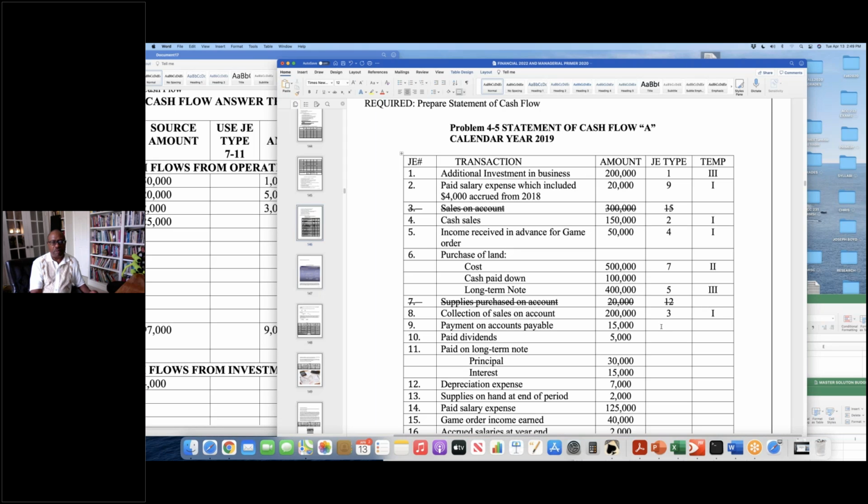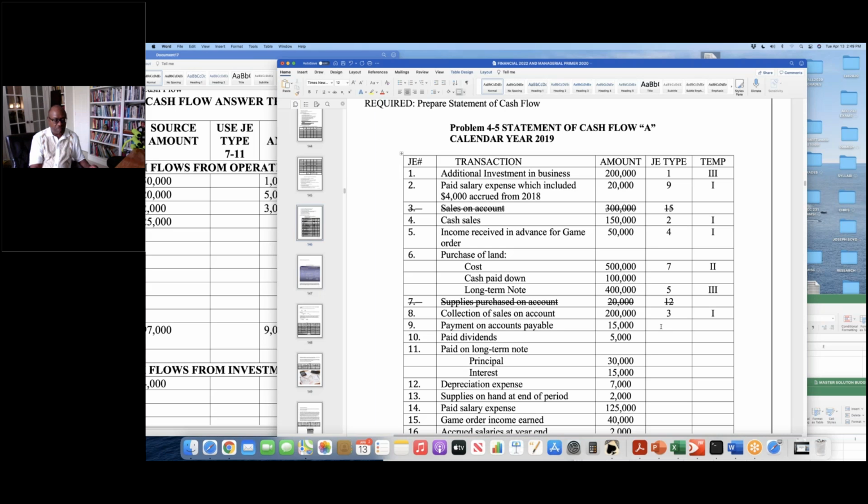Payment on accounts payable. Type 8. Where is that going to be located? 1. Paid dividends. Type 10. Where is it going to be located? 3.